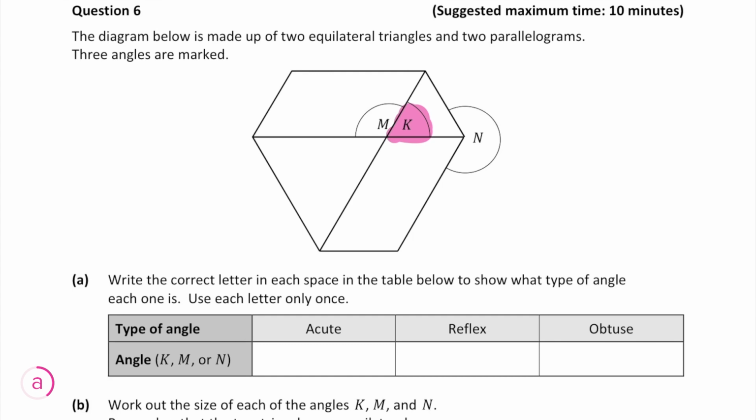Firstly, let's look at the angle K. K is an angle inside an equilateral triangle and is clearly less than 90 degrees. Therefore, K is an acute angle. Next, looking at M, it's an angle in a parallelogram and it's over 90 degrees but less than 180 degrees. Therefore, it's an obtuse angle. Lastly, the angle N is over 180 degrees, so therefore it's a reflex angle.